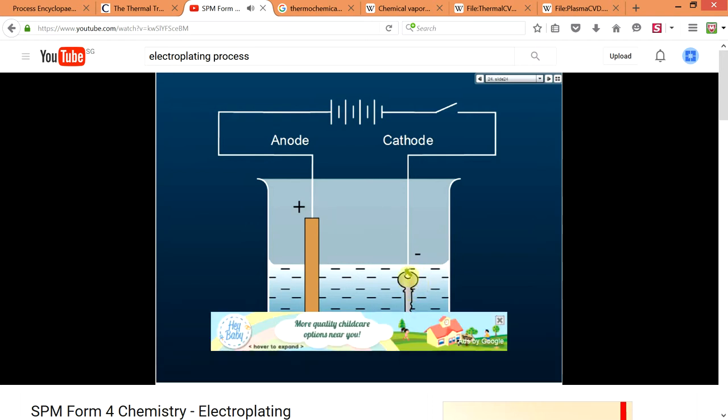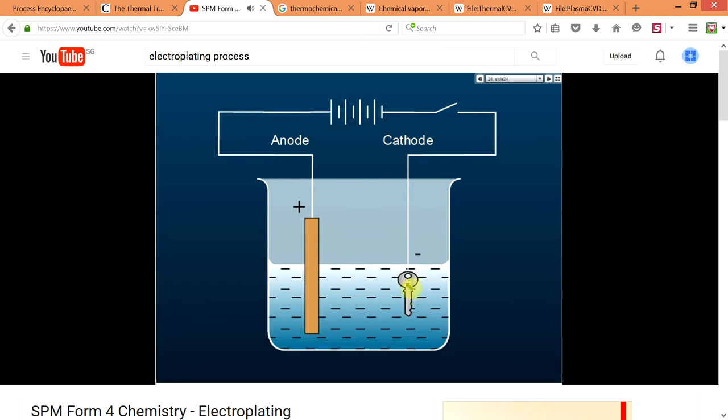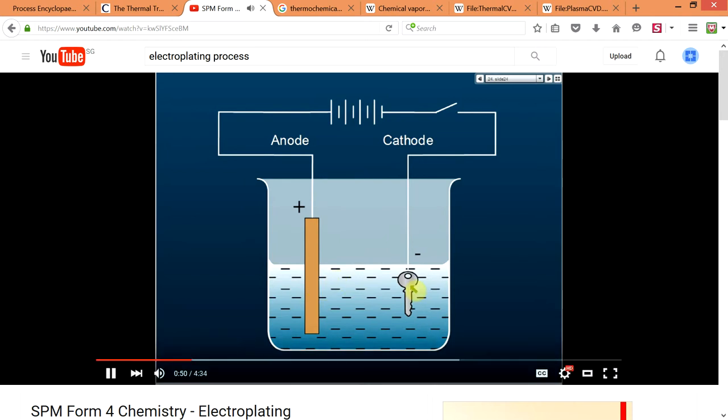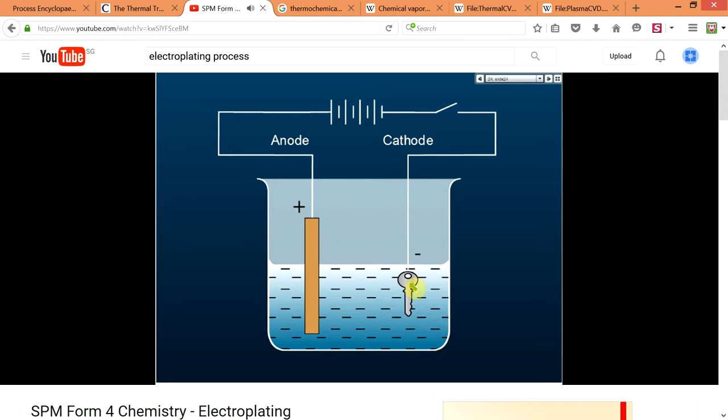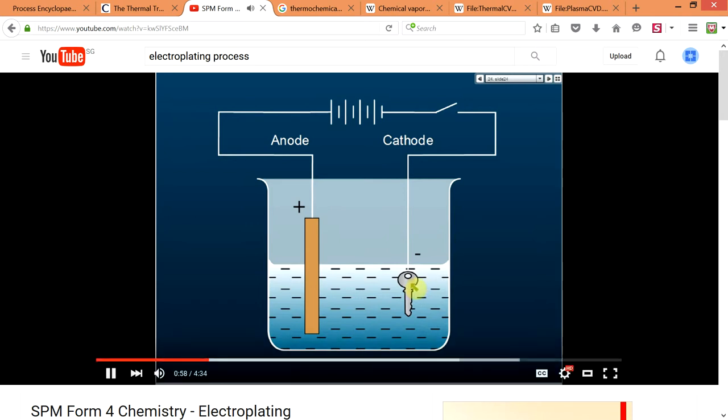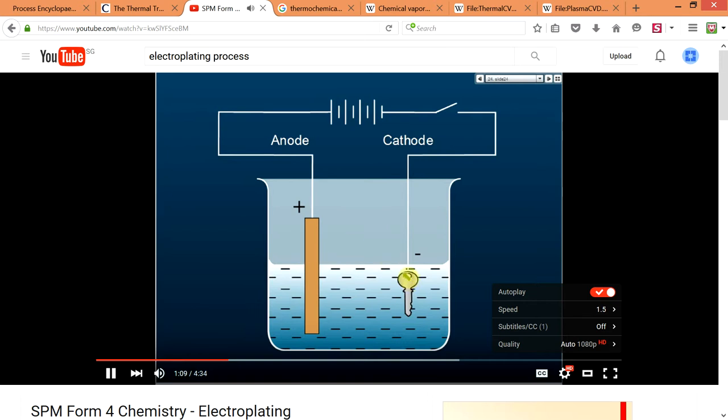To electroplate this key, let's say this key is made of iron, and iron can rust easily. We want to prevent rusting, so we want to electroplate this key with layers of copper. We want the copper to cover the surface of the iron. So the idea is we use copper metal, the atoms of the copper metal, as the anode. Which one should be the cathode, and which one should be the anode? If you want to electroplate a key, should you put the key at the cathode or at the anode?